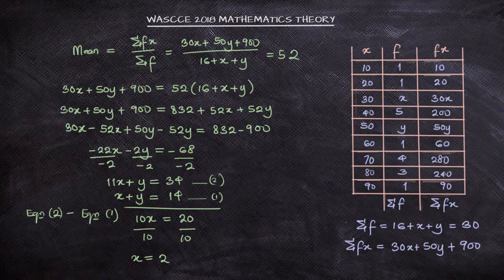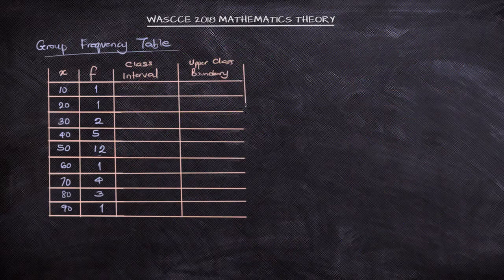Now, since I know the value of x, I can substitute in any of these equations to get the value of y. I want to use equation 1. So y will be 14 minus x, which is 2, meaning that y will be 14 minus 2, and that is 12. So what we were first asked to find is the value of x and y, and we have noted them to be 2 and 12. Now we have to draw our group frequency table.